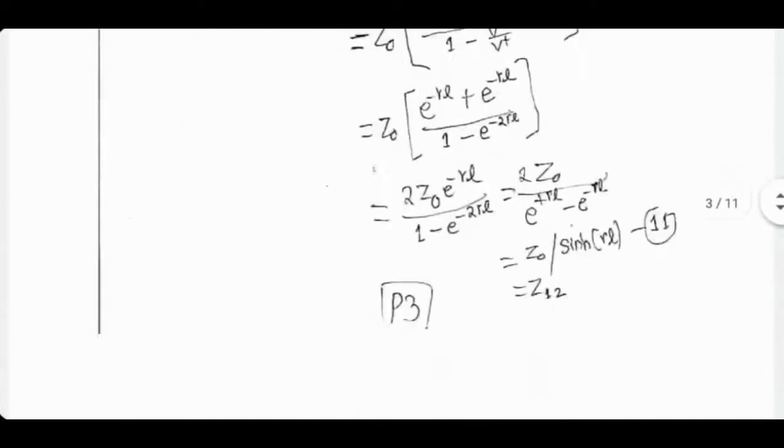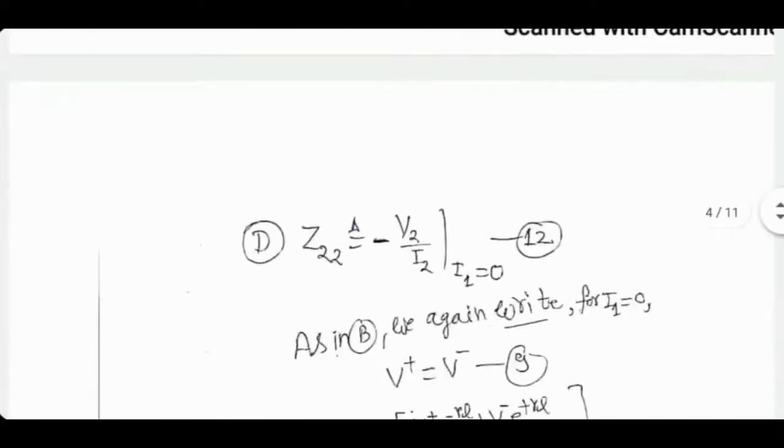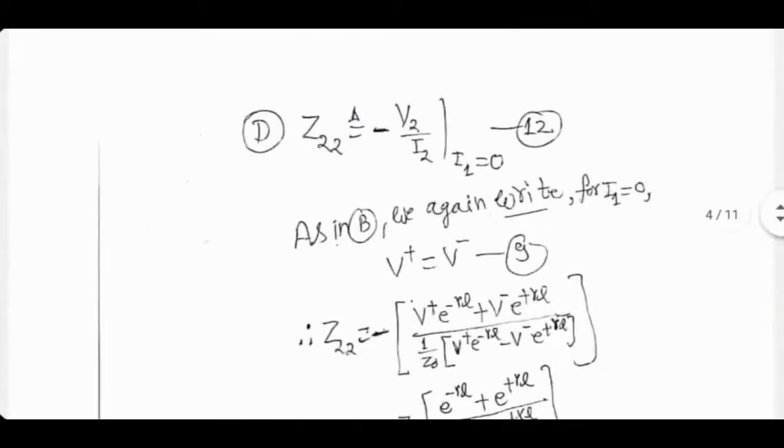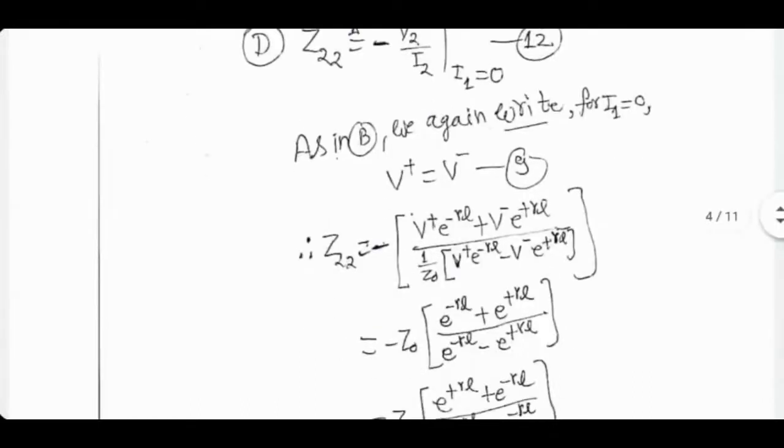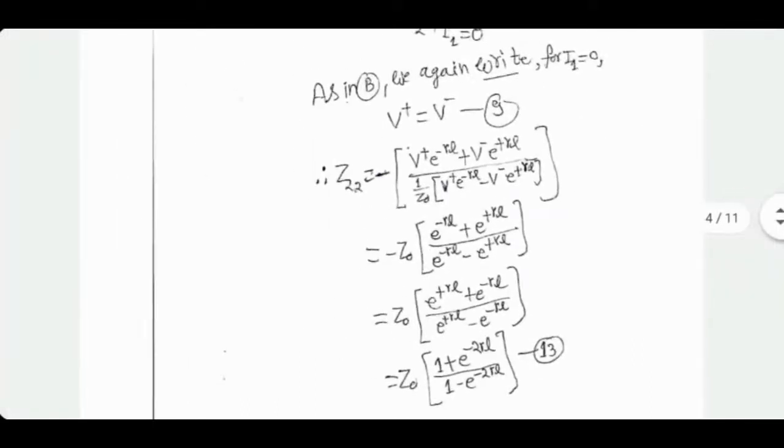Yes. Now, final thing, Z22, which will be minus V2 upon I2 when I1 is 0. And I1 is 0 when V plus equal to V minus. So we can use the definitions of V2 and I2 along with the condition that V plus and V minus are equal.